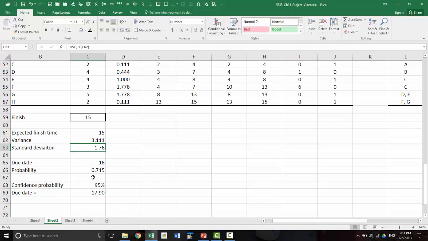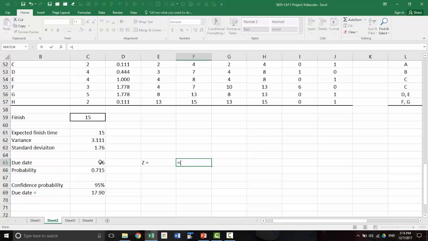If 17.9 is the due date, then you will have 95% confidence that you will finish the project by the due date. Okay. So if you wanted to use Z, for example, the way it is set up in the PowerPoint, it will be due date minus expected time divided by the standard deviation. So that will give you the Z, and then you can use norm.s.dist, which will be Z and then cumulative. So it will obviously give you the same probability value.